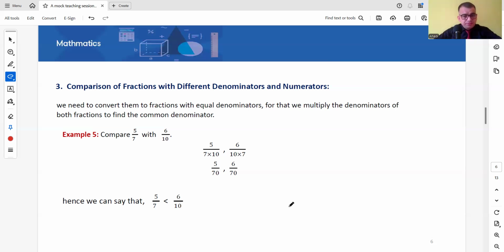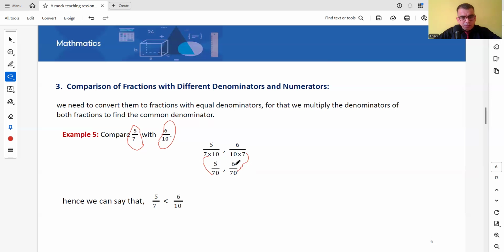See the example here, the fifth example. As we can see, both fractions have different numerators and different denominators, and we are going to multiply their denominators to each other. So 7 times 2, 10, and 10 times 2, 7. It will be 17, and this one also 17.